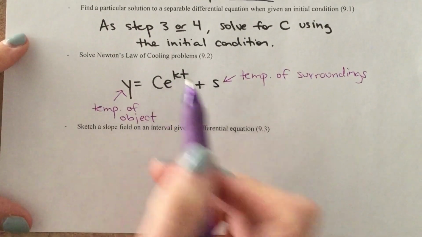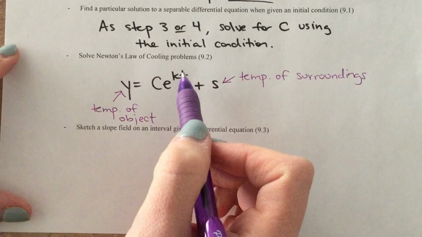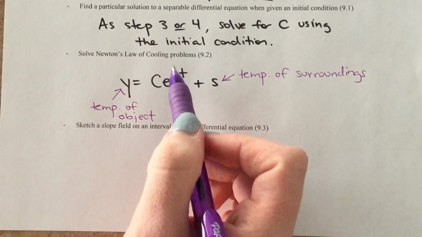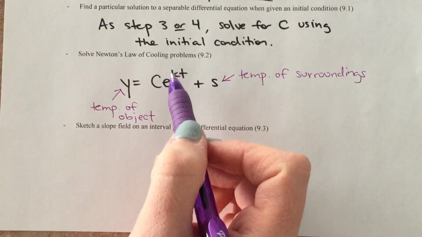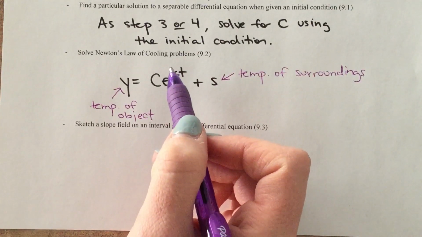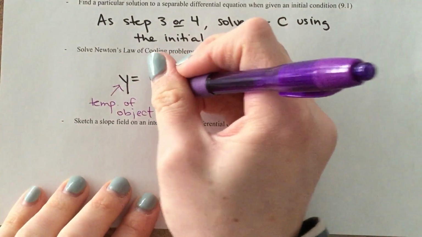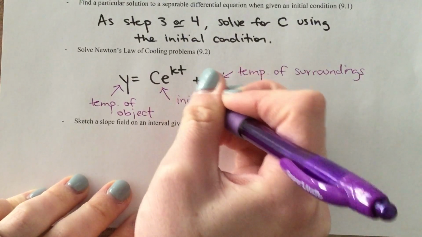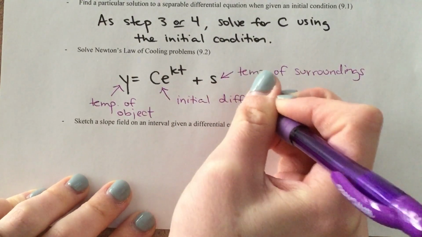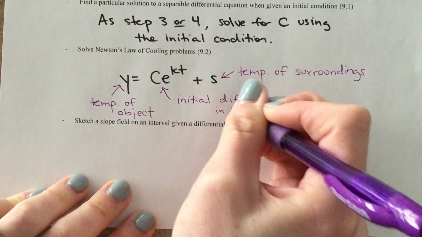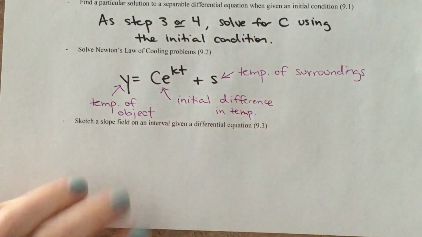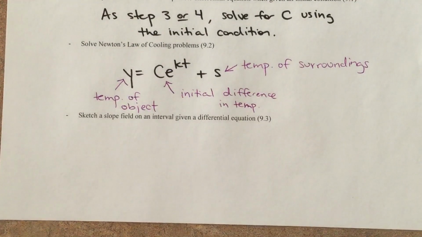And then these K and T are the same as we had up above, growth constant, decay constant. If the object is warming up to meet the temperature of the surroundings, K would be positive. If it is cooling down to meet the temperature of the surroundings, K would be negative. T is still time, and then C is not the initial condition. Remember, it's the initial difference between the two, the initial difference in the temperature. The water one, for instance, there was one problem that we did where the water was 70 degrees and the freezer was 10 degrees. So the initial difference would be 60, and that's what we ended up using for our value of C.